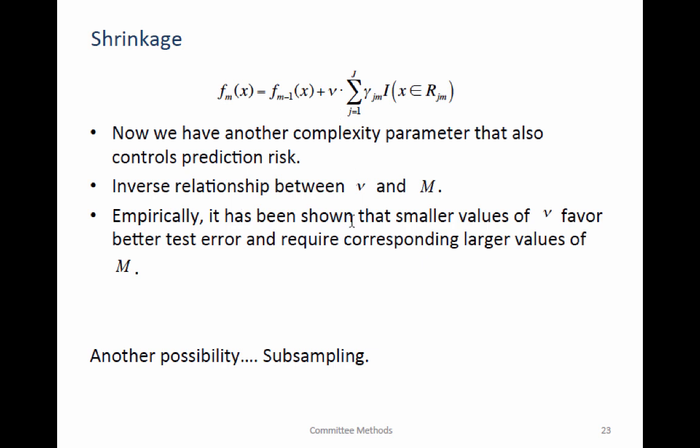It's not surprising that there's an inverse relationship between V, this learning rate that you're taking on, and M. So if you take it to be very, very small, you're probably going to have to go through a bunch more iterations. If you take it to be large, you're going to be stepping in bigger ways, but you may not capture what you need in your model, though you won't need as many iterations. So that being said, it's a tuning parameter. It has to be selected, or a range of it has to be selected. Empirically, it's been shown that smaller values of V favor better test error. In other words, take smaller steps, don't try to learn very fast. But they require, of course, larger values of M, which is exactly what you would think.